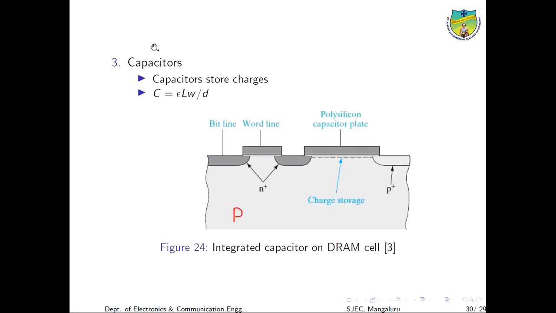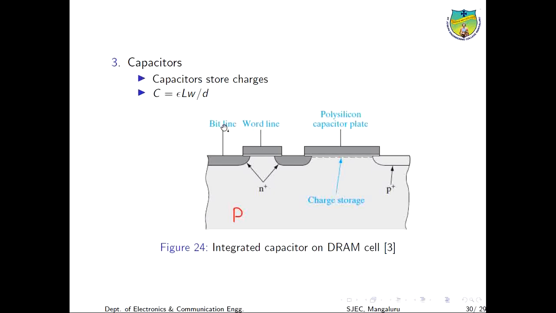Capacitors are important in integrated circuits. They store charge for each bit of information. This figure shows the one transistor DRAM cell. An N-channel MOS transistor provides access to the adjacent MOS capacitor. The top plate over here is the polysilicon. The bottom plate over here is the inversion charge under the N plus region of the transistor. So this is the inversion charge, and the top plate is the polysilicon layer.